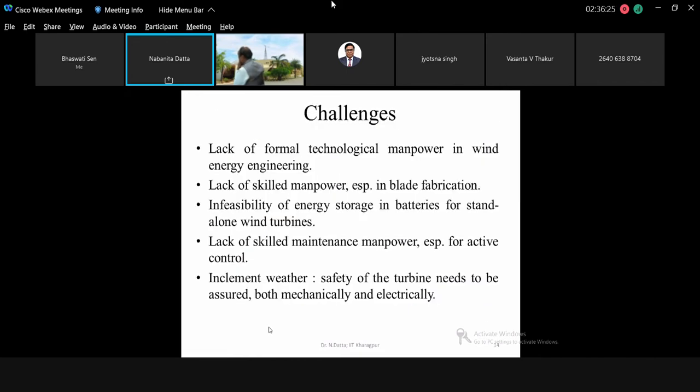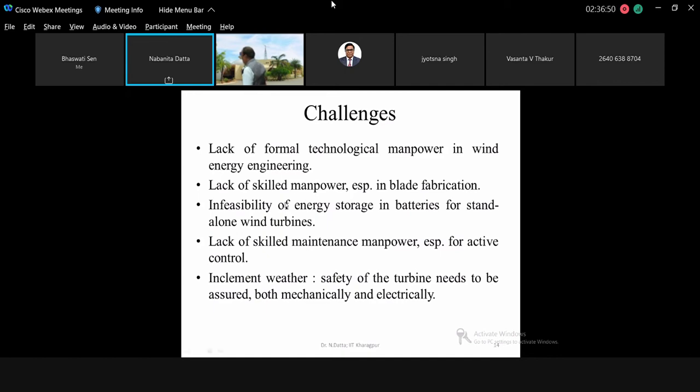So what are the challenges in the country? There is a lack of formal technological manpower in wind energy engineering. There is also a lack of skilled manpower, especially in blade fabrication. Wind turbine blades are made of fiber reinforced plastic, and the casting of such blades in proper accuracy, because blades are the prime movers, the accuracy in the design and the construction, that is very crucial.